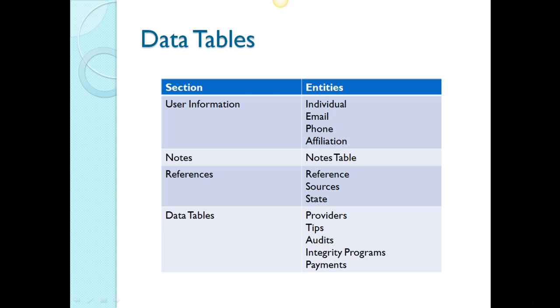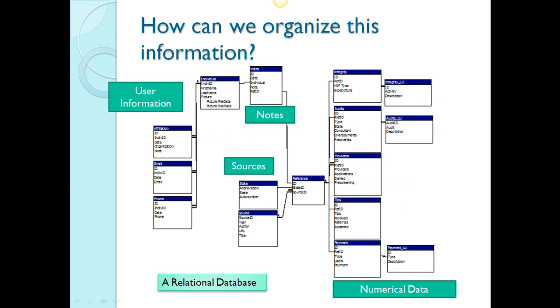In this, we had user information, which was individuals' email addresses, phone numbers, and affiliation, a notes section, which would be a notes table, references, including reference, source, and states, and data tables: providers, tips, audits, integrity programs, and payments. This is a graphical distribution of these tables.